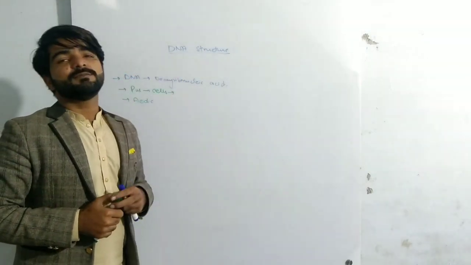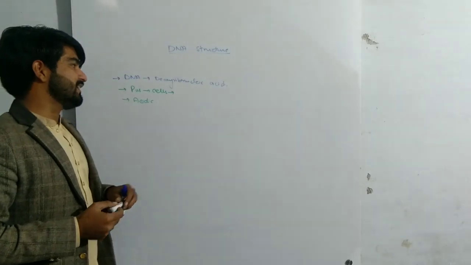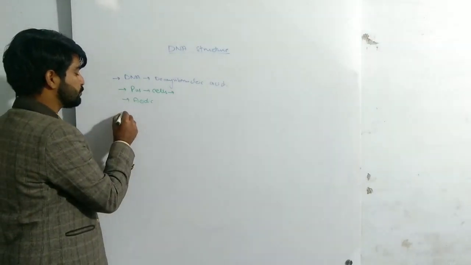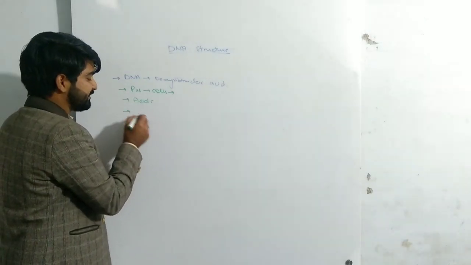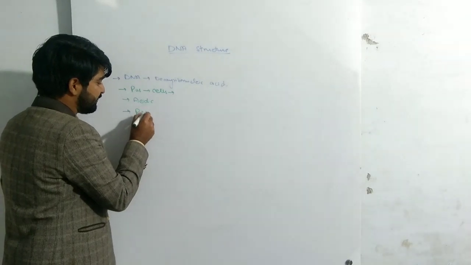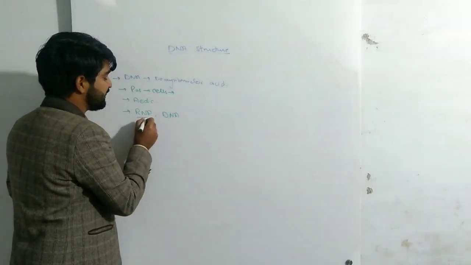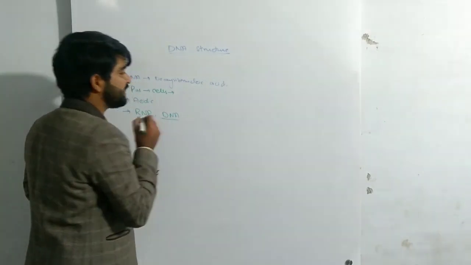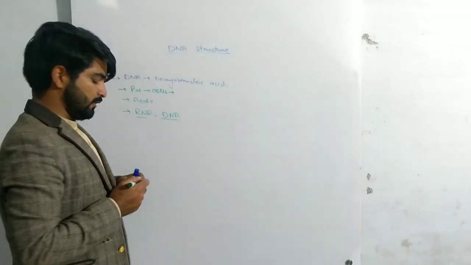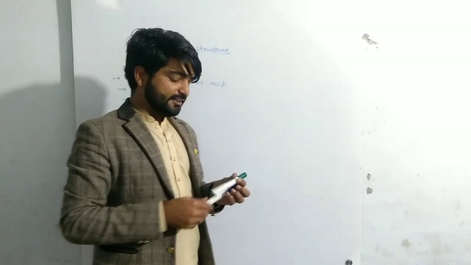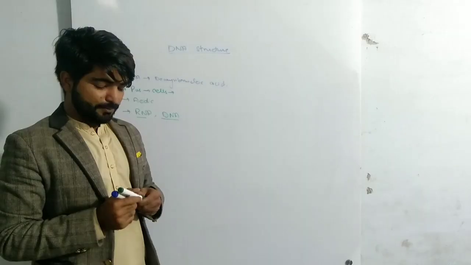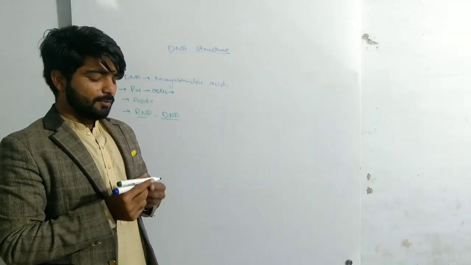DNA is a double helical model, whereas RNA is a single helical model. There are two types of the nucleic acids. One is RNA and the other is DNA: ribonucleic acid and deoxyribonucleic acid. So from the X-ray studies, Watson and Crick proposed the DNA double helical model.